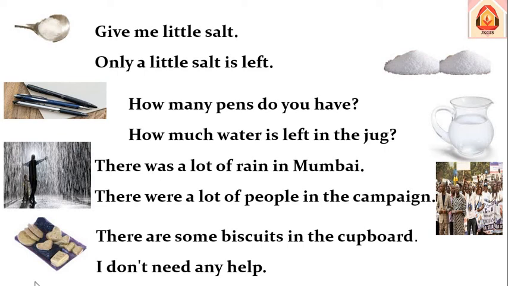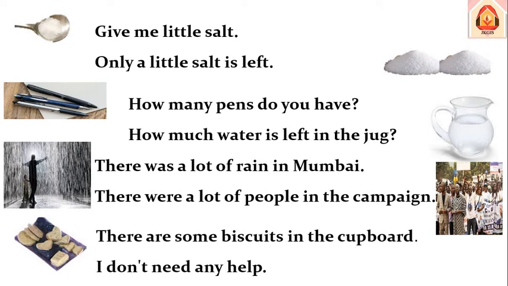There are some biscuits in the cupboard. Instead of telling that there are 4 biscuits or 5 biscuits or 10 biscuits, we have given the idea that there are some biscuits which we can have. I don't need any help. When the quantity is 0, at that time we use any, which means almost 0, no, nothing.